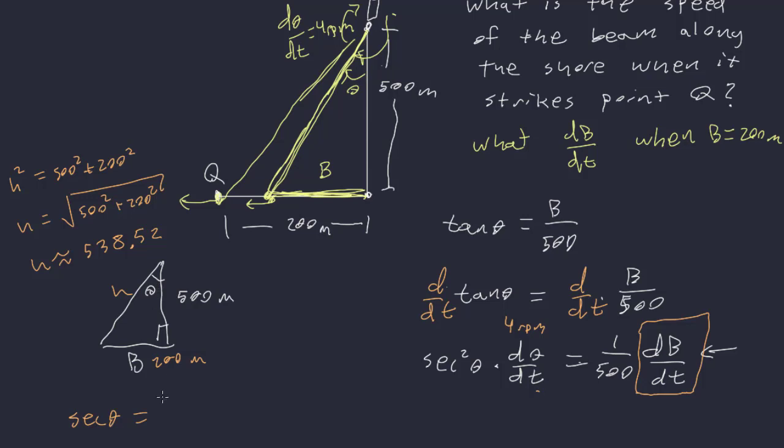Okay, so that means that secant of theta, well, secant of theta is hypotenuse over adjacent, since it's 1 over cosine. So it will be the hypotenuse, 538.52, over this side adjacent. So that comes out to be about 1.077. Okay, so now we have just about everything we need.